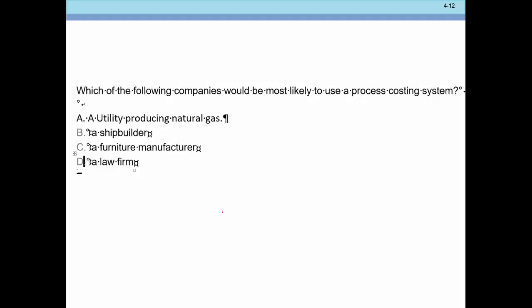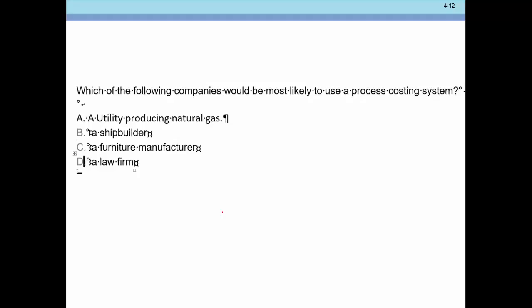So the right answer here, and I think it's bolded here, is utility producing natural gas. What happens? Think about that. That natural gas is just being produced and put into tanks or whatever it is that they do, and they don't say, well, this tank of natural gas is different than that tank of natural gas. So you'd probably use process costing for something like that.